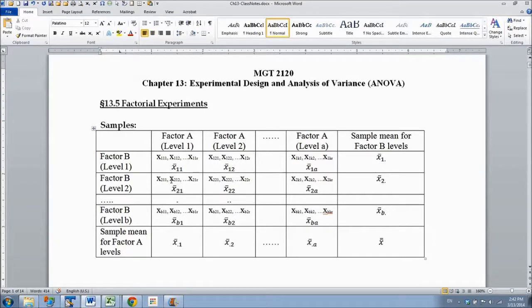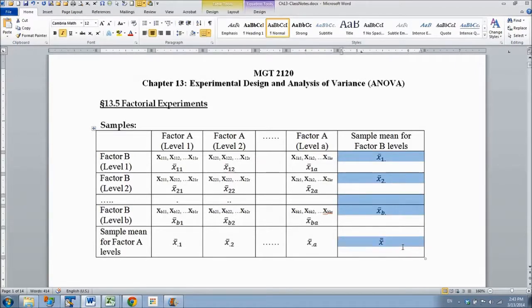Now we can compute the sample mean for each cell. So you get x bar sub 1 1, x bar sub 1 2, x bar sub 1 a, and so on. And you find the mean for each column. You get x bar sub dot 1, x bar sub dot 2, and so on. And the mean for each row, that will be treatment level B, x bar sub dot 1, x bar sub dot 2, and then of course the overall mean is x double bar.